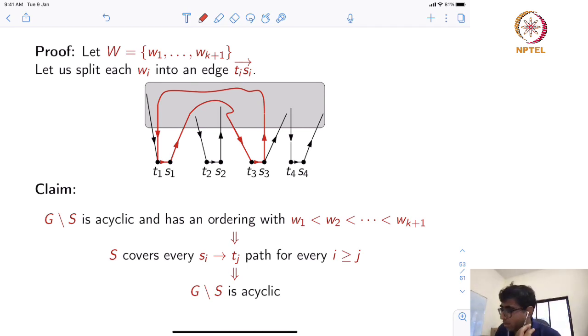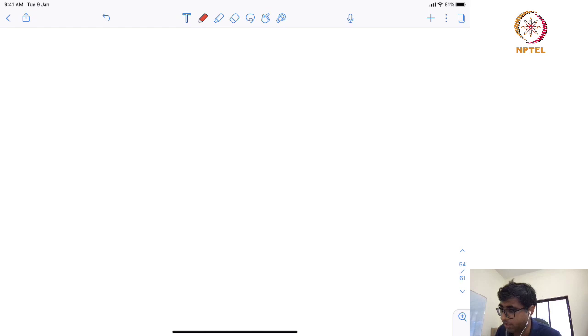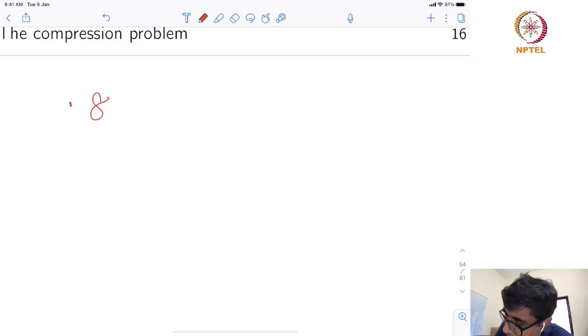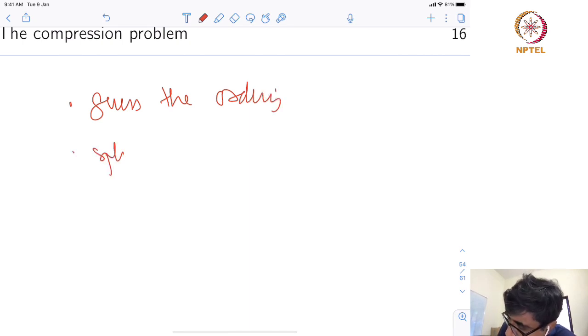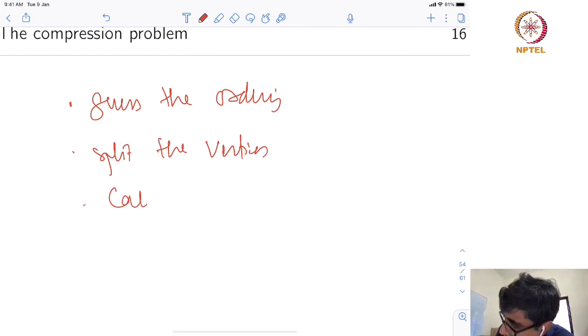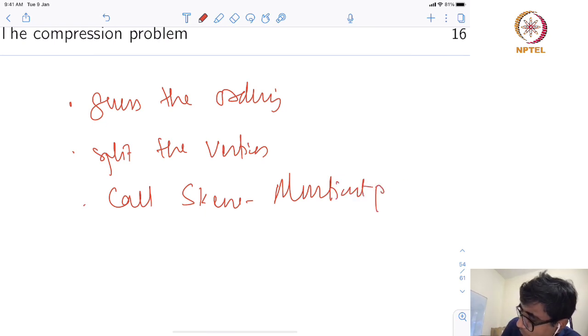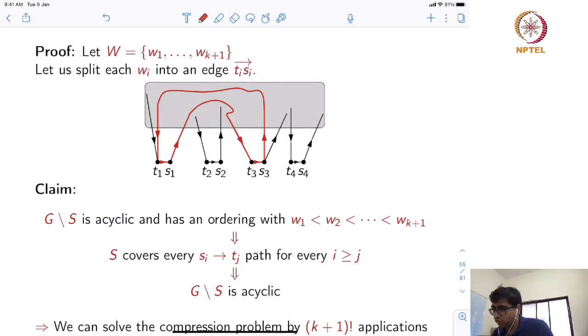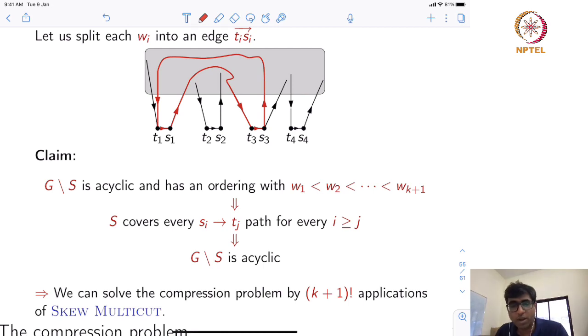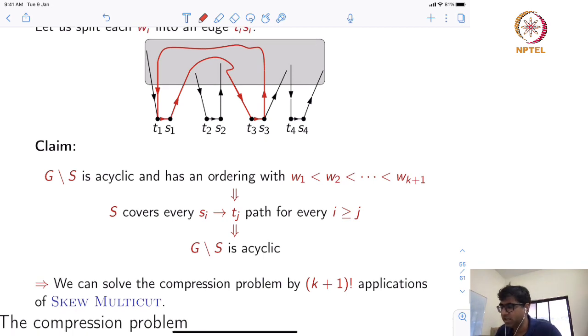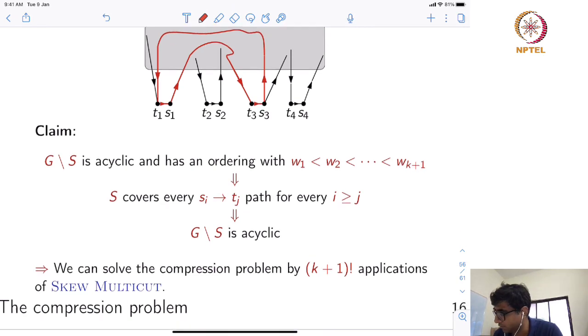So what is our algorithm? Our algorithm is going to be very, very simple. Guess the ordering, split the vertices, and then call the skew multicut problem instance, right? So we can solve the compression problem by k plus 1 factorial applications of skew multicut, right? So you guess the permutation, you split this, I say, hey, now this is my skew multicut instance, give me a solution, okay? And then you are done.